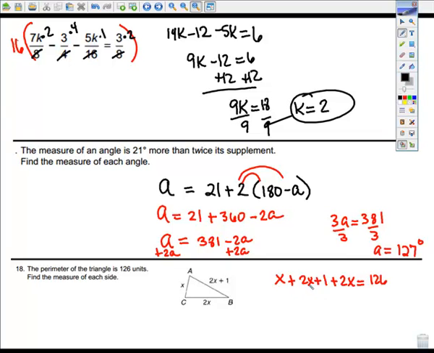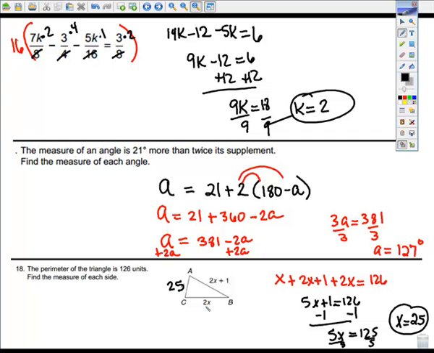x plus 2x is 3x, plus 2 more x is 5x, plus 1 equals 126. Subtract 1. So 5x equals 125. Divide by 5, and x equals 25. That's not the answer though, because it says find the measure of each side. So this side is 25. This side is 2 times 25, so this is 50. This is 2 times 25 plus 1, so this side is 51.